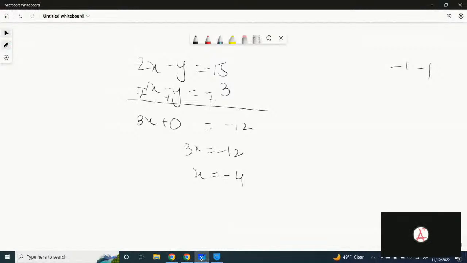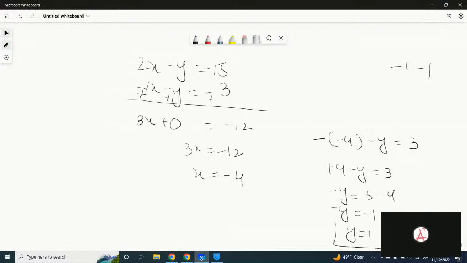Let's suppose I'm going to put it in the second equation. Minus 4 minus y equals minus 3. Negative negative, positive 4 minus y equals 3. Negative y equals 3 minus 4. 3 minus 4 is minus 1. Negative y equals negative 1. y equals 1. Got it? So the values are negative 4 and 1.